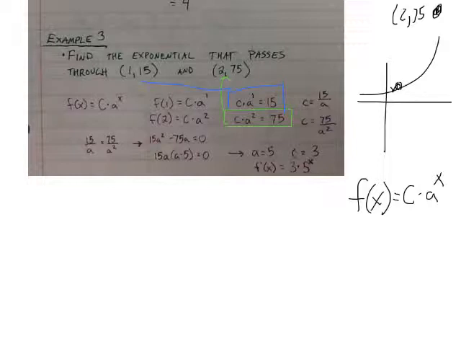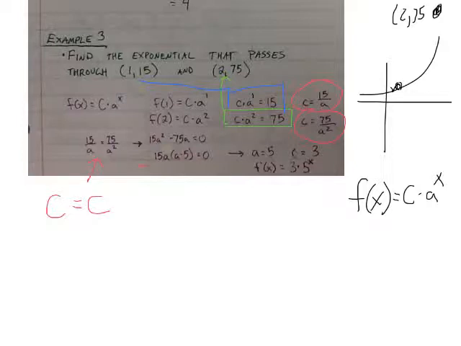Which means, if I simplify each of those, I can solve both of them for c. Sorry, c equals 15 over a, and c also equals 75 over a squared. So I set c equal to c, and I get 15 over a equals 75 over a squared.